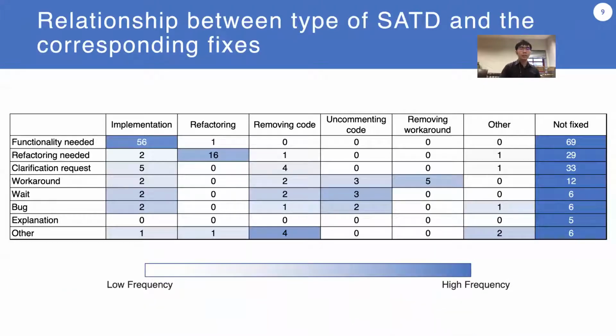This is the relationship between the type of SATD and how they are fixed. The frequency is shown based on the type of SATD. From this relationship, we found that many instances where new functionality was needed were addressed by implementing that functionality, and the cases where refactoring was needed were addressed by refactoring. In the case of clarification requests, we found that they were resolved by simply deleting the comments. And in all cases, the majority of comments of all types were removed without a fix.